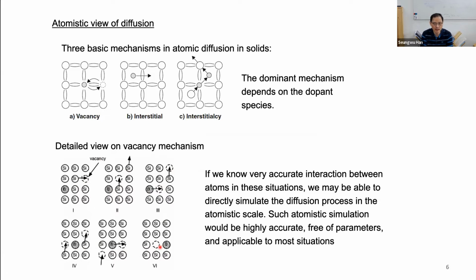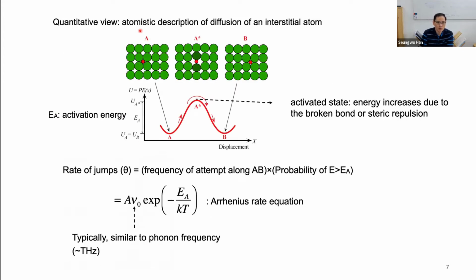It's quite complicated. This is the atomistic mechanism, and it is well known. Therefore, if we have the accurate interaction between the atoms, then we can actually describe the diffusion of the dopants from the most fundamental basis. The atomistic description also treats the interstitial atoms, so we can go further to look into the mechanism.